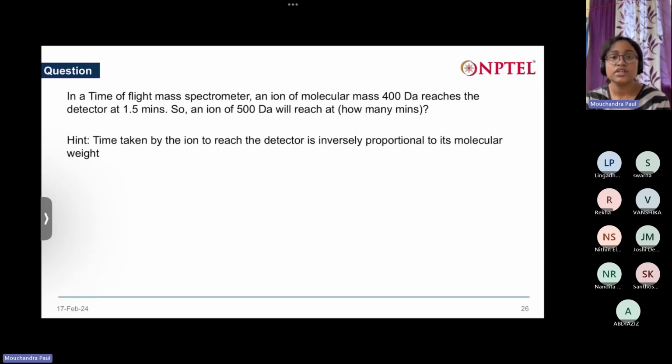So, simple logic from this hint: if this is the time taken by 400 Dalton, and this is the time taken by 500 Dalton, which of these is greater? Which symbol should I use, less than or greater than, to correlate these two values? Simple logic. Then we'll do the calculation. Anyone?